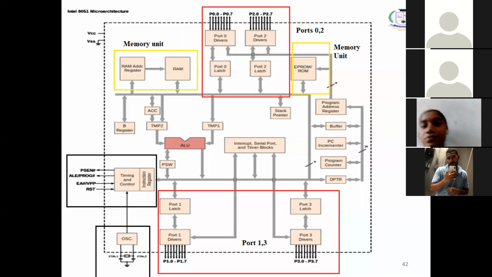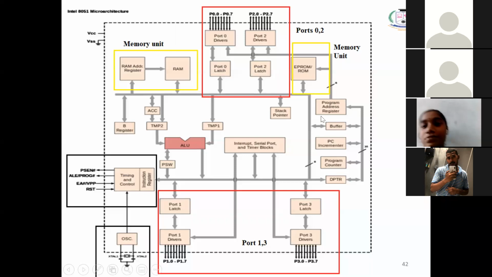Push means push the content to memory. Pop will retrieve the content from the memory. So for that we use this stack pointer. Stack pointer works under the principle of LIFO. LIFO means what? Last in, first out. Yeah, very good. Last in, first out principle.